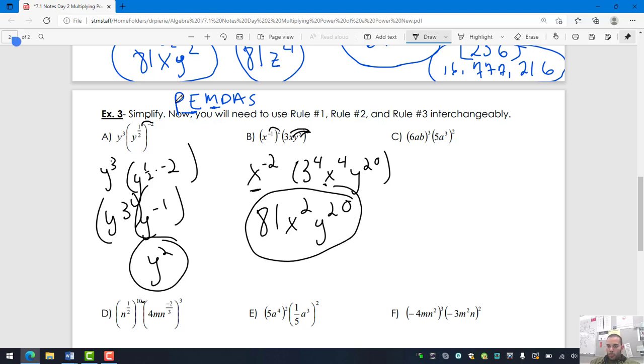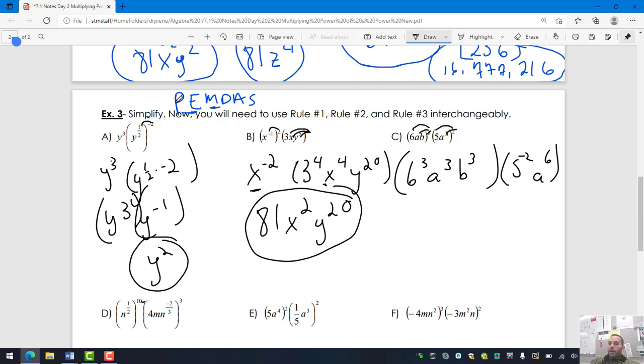Okay, a couple more here. I've got 6ab cubed times 5a cubed squared. Just like before, do your exponents first. This 3 has got to distribute to every single piece. I'll have 6 cubed, a cubed, b cubed for my first part, and then this 2 distributes to every single piece as well. I'll have 5 squared, and then a cubed squared becomes a to the 6th power.